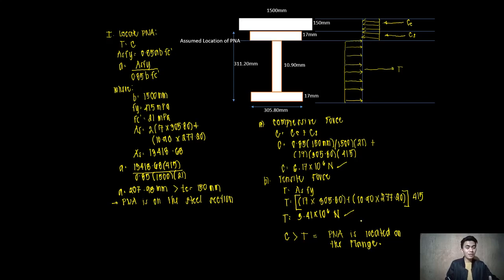Now our next problem is, at what distance from the topmost part of the flange is the plastic neutral axis located? That is because we cannot assume immediately that the plastic neutral axis is located at the bottom of the flange. So we need an exact number as to the location of the plastic neutral axis on the flange itself. So let us continue our computation.